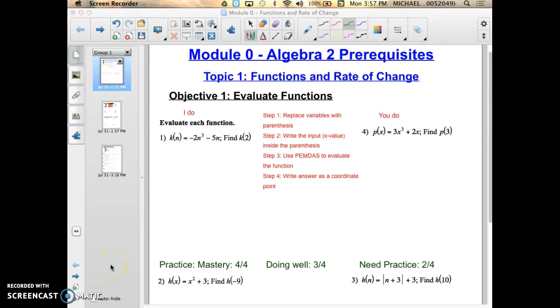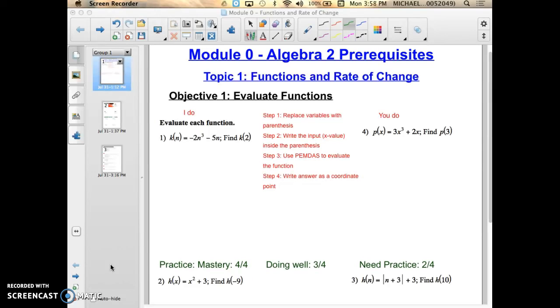The first module in your Algebra 2 class this semester is considered to be the prerequisite module. I've called it Module 0. These skills that you're going to learn within this module are from Algebra 1, and they will be utilized throughout the entire semester of Algebra 2. And so I just felt it to be very important to refresh your skills on this before we actually get into Module 1 of Algebra 2.